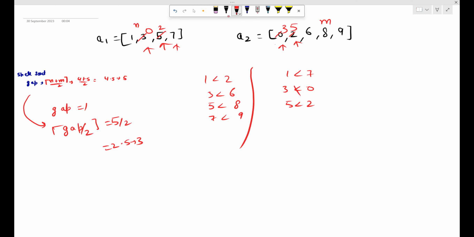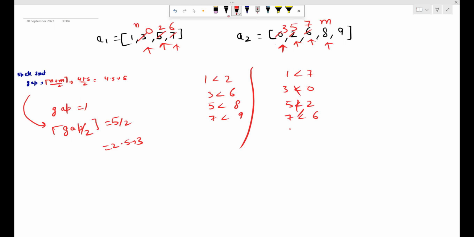Now moving to the next one. That is, 7 is less than 6? Nope, right? That means 6 will come here, 7 will come here, right? Now what we will do? We will move to the here and it will come here.